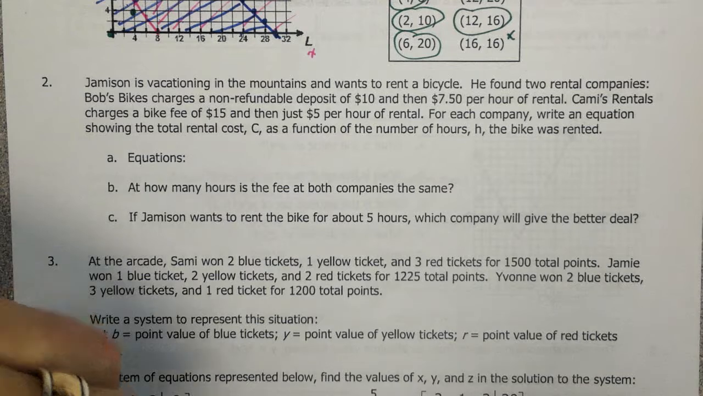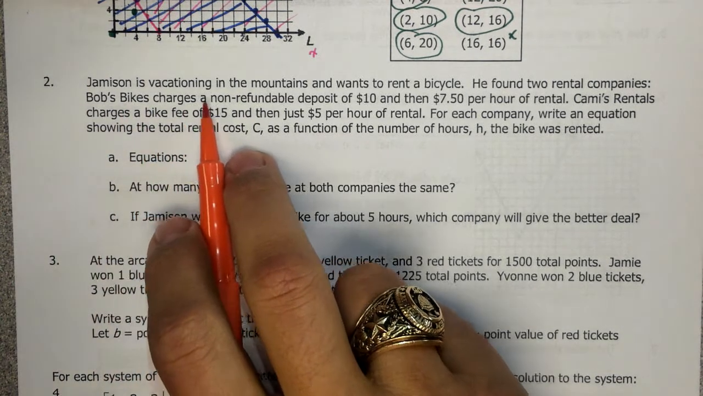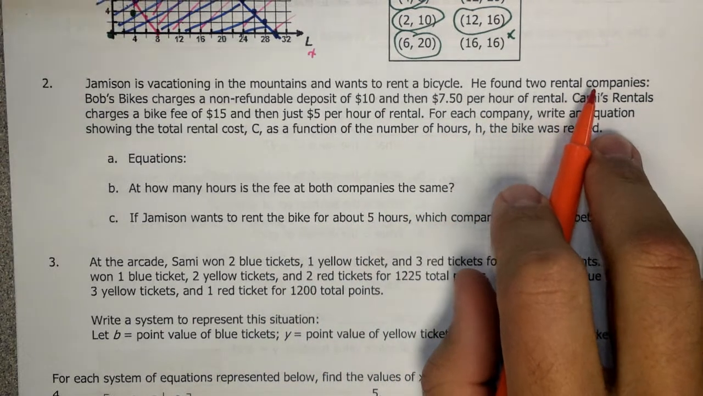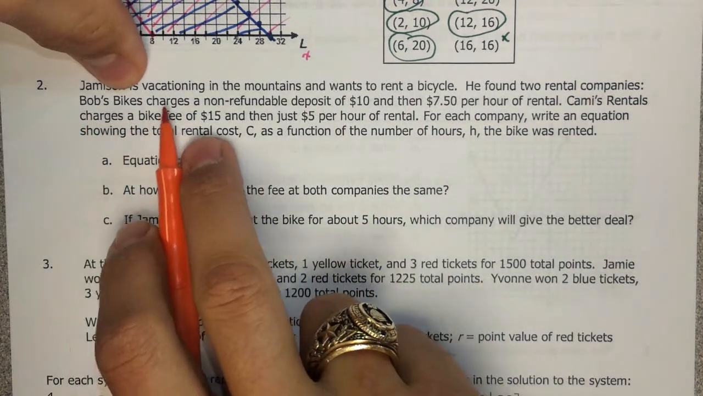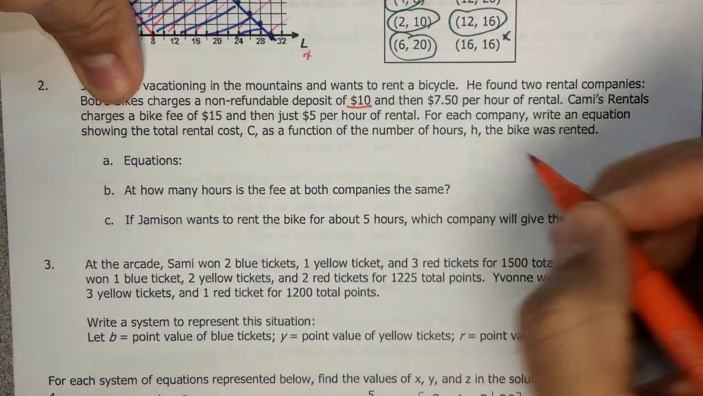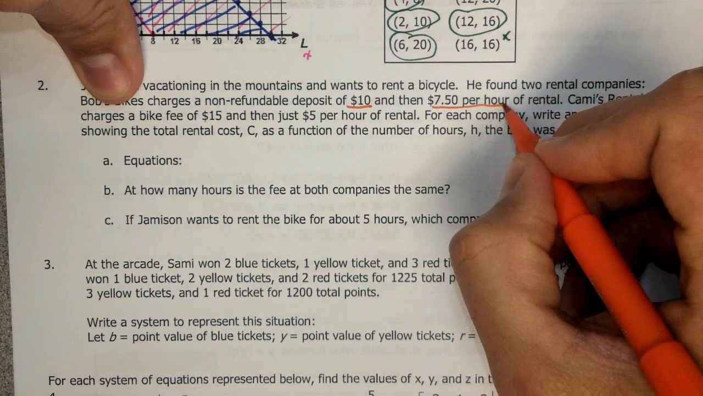Alright, number 2. Number 2, let's go through it. He's on a vacation in the mountains and wants to rent a bicycle. He found 2 rental companies. Bob's Bikes charges a non-refundable deposit of $10 and then $7.50 per hour.